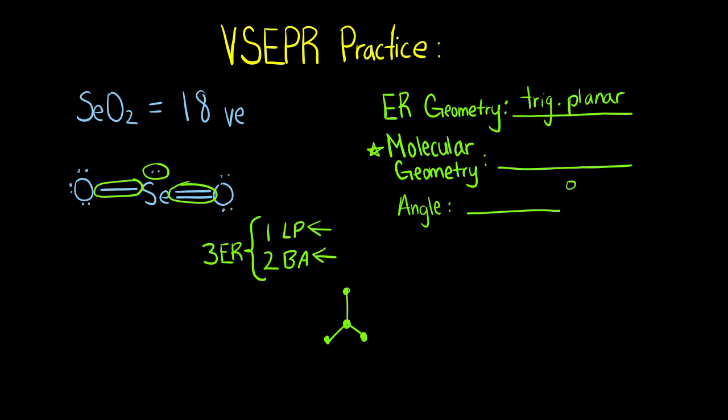Therefore, the shape that you get when you ignore that lone pair and just think about the effects it has is something that we call bent. So in order to draw selenium dioxide a little bit more realistically, it would be selenium with a lone pair on the top and then 2 oxygen atoms that are arranged in a bent fashion, such as this.